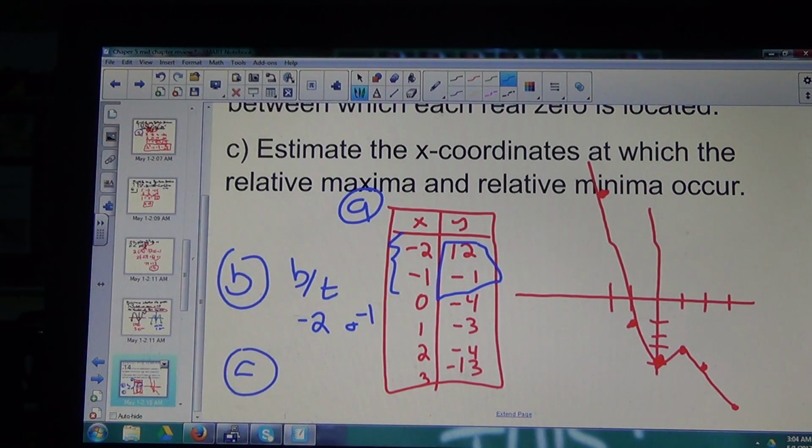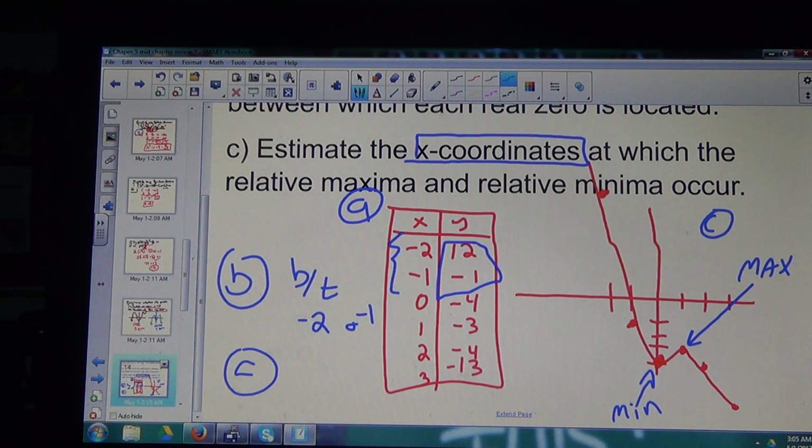Okay, and then part C. Estimate the x-coordinates at which the relative maxima and the minimum occur. Well, I know there's two spots here. This would be a maximum, and this would probably be a minimum. So where is my maximum for part C? We're looking for the x value, so estimate the x coordinates, not the y coordinates.